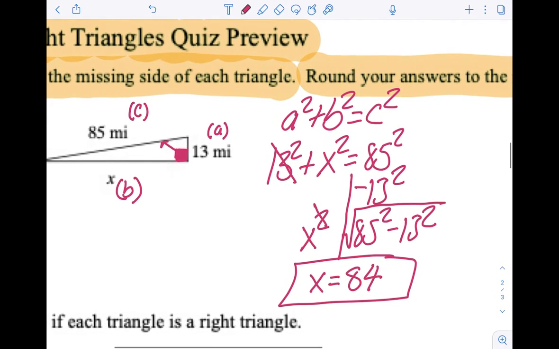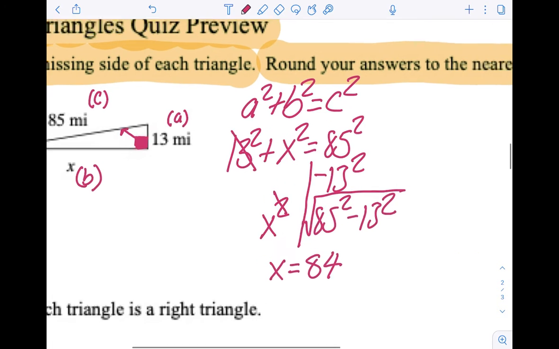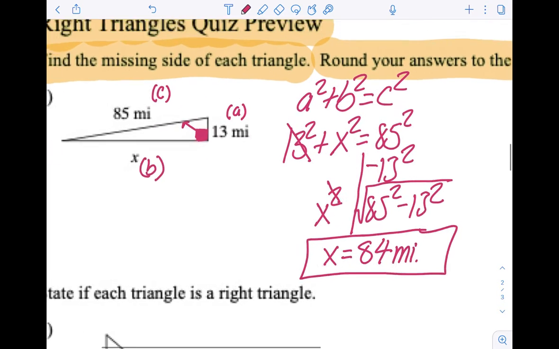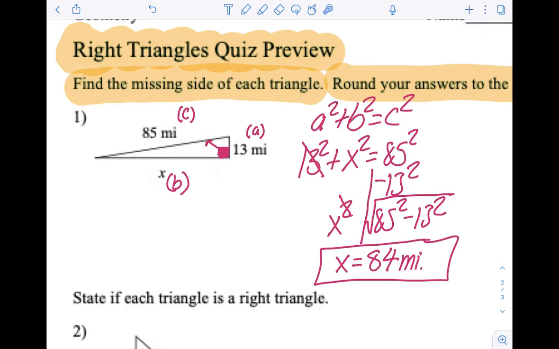I have found x, and as a matter of fact, it's not just 84, it's 84 miles, right? 84 miles. So that means that from here all the way to here is 84 miles. All right? There you go. That's how you do number one, right? Using your notes.